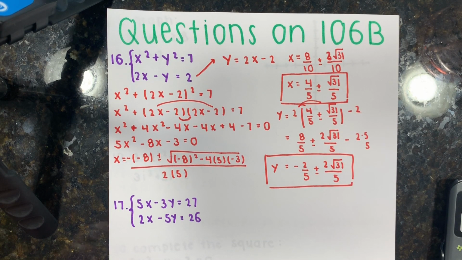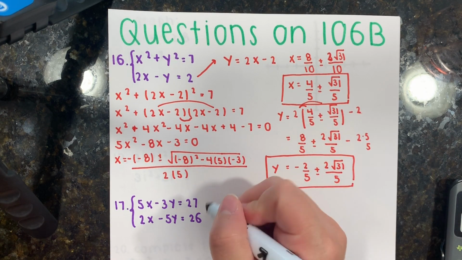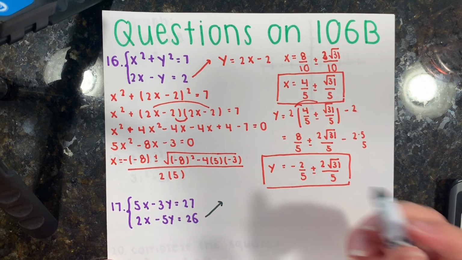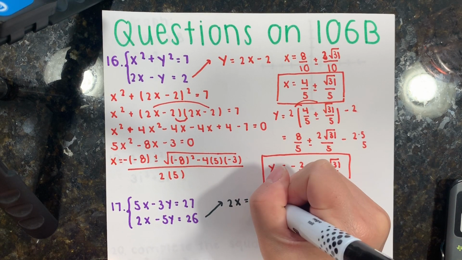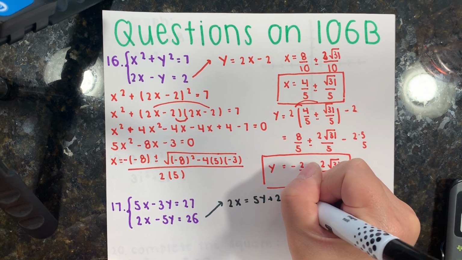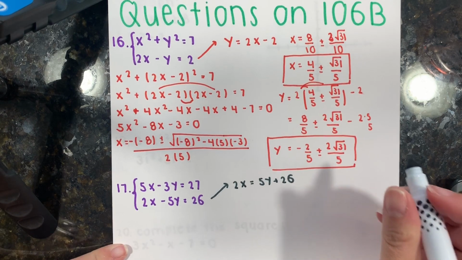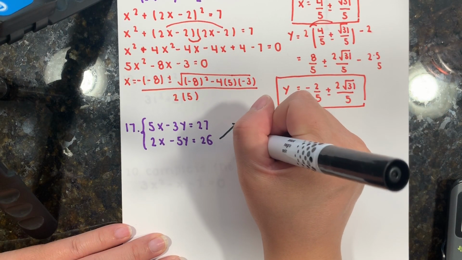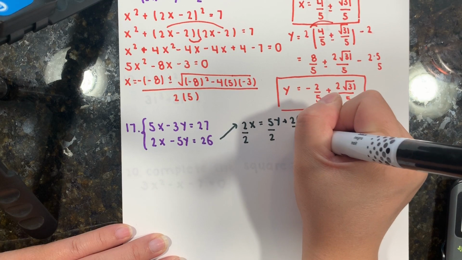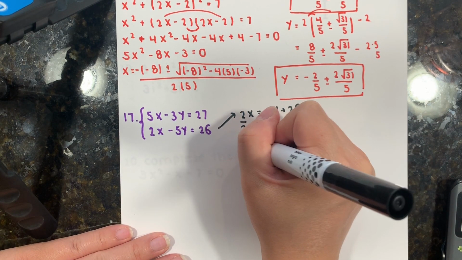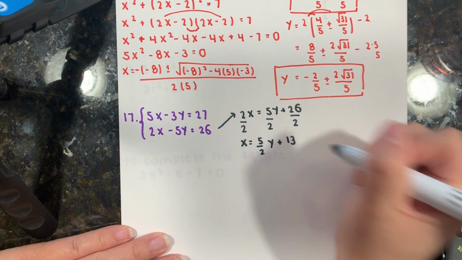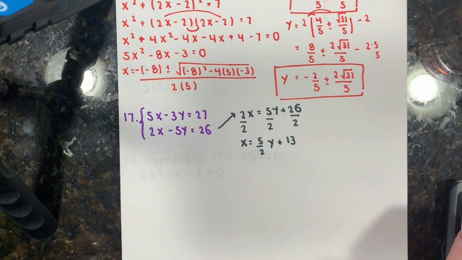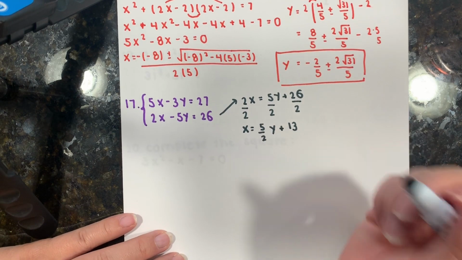So for number 17, you were supposed to do substitution for this one. So what I'm going to do is solve this bottom equation for x. So that would give me 2x is equal to positive 5y plus 26. Then I'm going to divide that whole thing by 2. So I would get x is equal to 5 over 2 y plus 13. Now what I'm going to do is substitute that into the top equation.